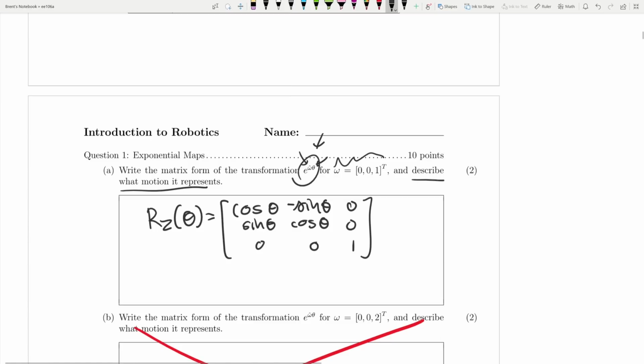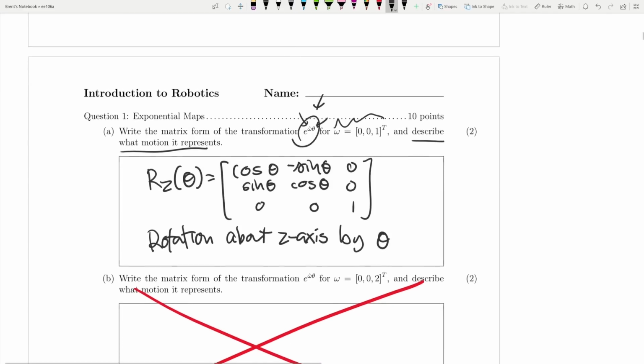Next, we want to describe in words the motion it represents, and we can just say that this is a rotation about the z-axis by theta. And that's it for part A.